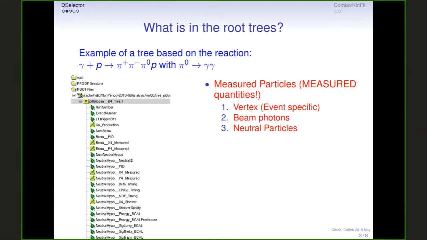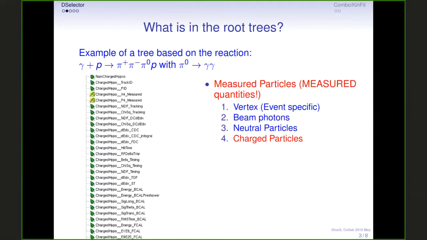And then you have also a whole list of neutral particles for each event. It's an array, and the length of the array is defined by this value called num neutral hypos. And then, of course, there are also charged particles, and again, you have a number that indicates how many charged particles you have for each event, and then the data that are related to these charged particles as arrays to it.